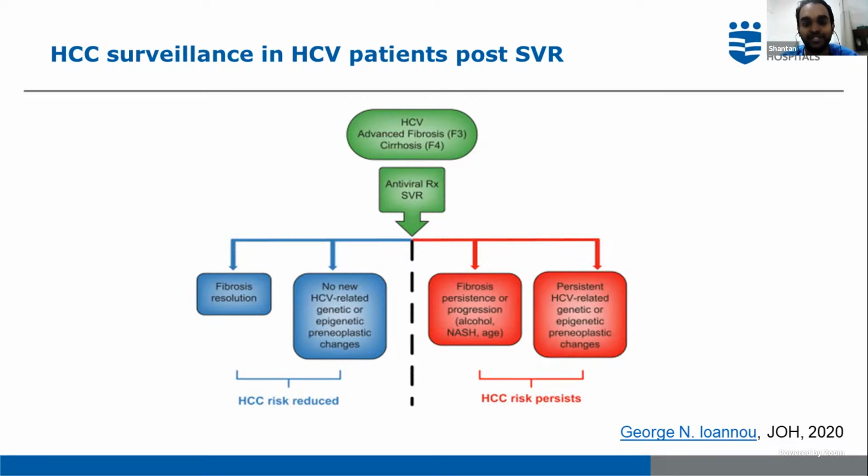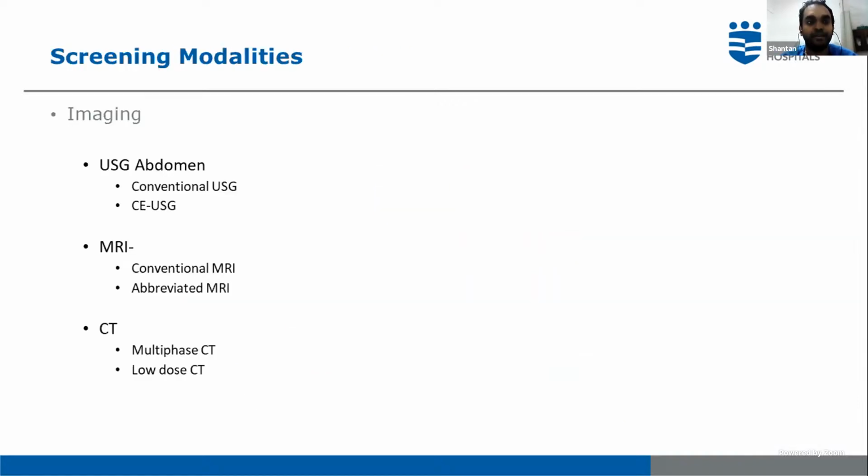Along with it, in HCV patients who have persistent HCV genetic and epigenetic pre-neoplastic changes, HCC screening has to be undertaken. What are the screening modalities? There are imaging modalities and there are biomarker modalities. The imaging modalities are namely ultrasound abdomen, MRI, and CT.